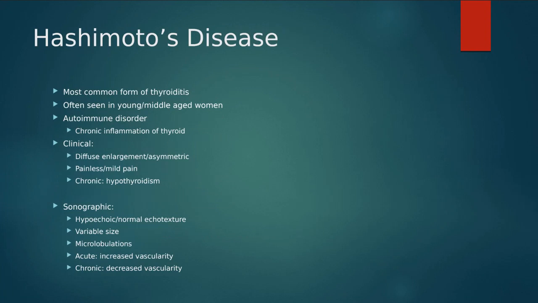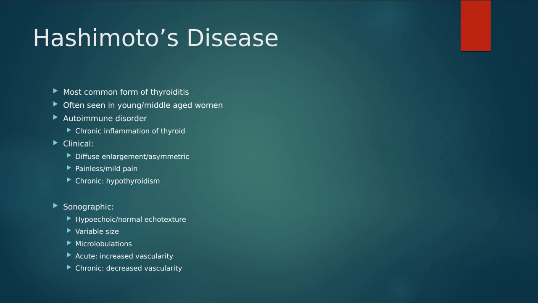Next, we have Hashimoto's. So this is actually a form of thyroiditis. So it's still a type of inflammation of that thyroid tissue, and it's actually the most common form of thyroiditis. So we're seeing Hashimoto's more than we're seeing any type of viral thyroiditis or any type of autoimmune thyroiditis in terms of anything outside of Hashimoto's. So Hashimoto's, we are going to see this in younger or middle-aged women. It is itself considered an autoimmune disorder where we're having that chronic inflammation of the thyroid.